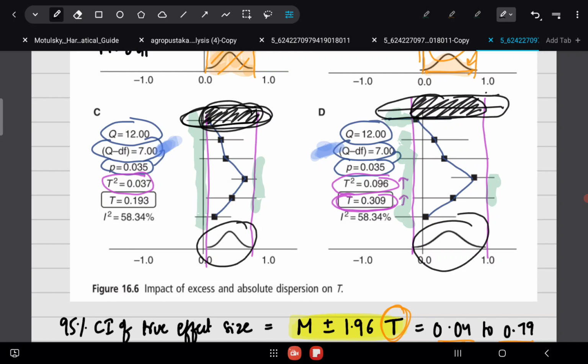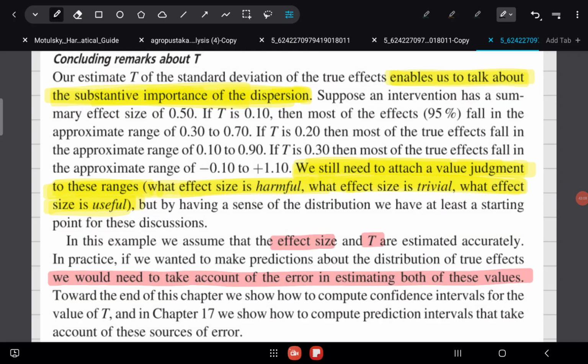Okay. So some final remarks. First, this I have already told you, the importance of T is that it enables us to have a discussion on the importance of the dispersion. So this example I have already taken, but I'll repeat it. Suppose an intervention has a summary effect of 0.5 and the T comes to be 0.10. Then if you compute the 95% CI, it will be 0.5 plus minus 1.96 into 0.1. Right? So the 95% CI will come out to be 0.30 to 0.70.